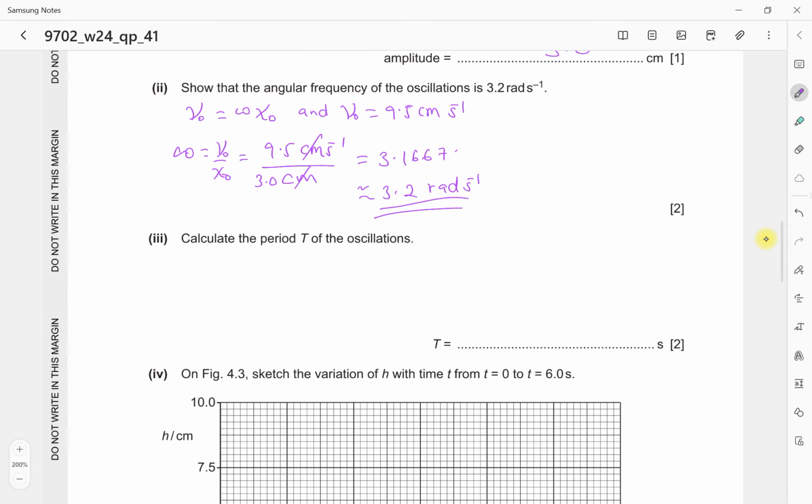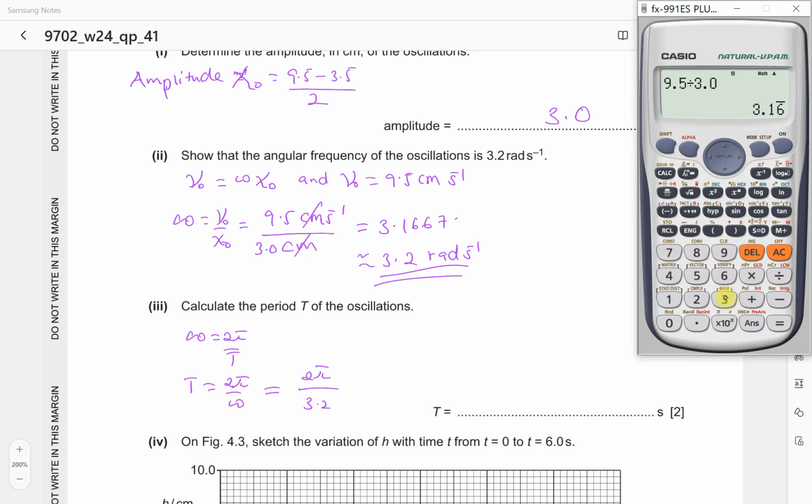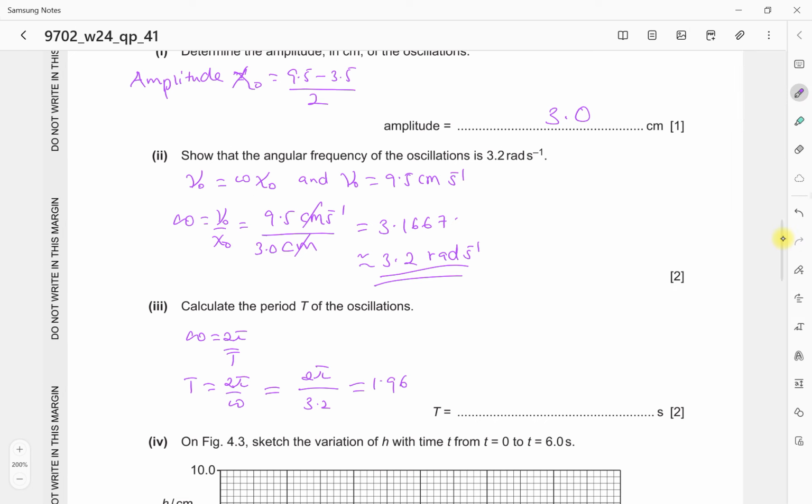Calculate the period T of the oscillations. Of course, we know that period can be got from omega equals 2 pi divided by period, or the period is equal to 2 pi divided by omega, which is going to be equal to 2 pi divided by 3.2. That's 1.96, which is approximately 2.0 seconds.